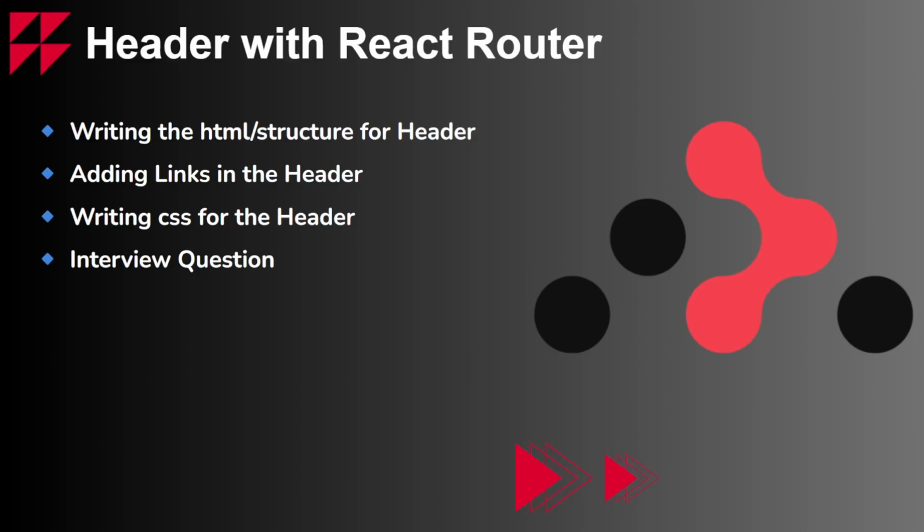Hello everyone, welcome back. So guys, in this video we are going to create a header using React Router. Let's first understand what we are going to do in this video, and then we will move towards the code. First, we are going to write the HTML or structure code for our header. Then we are going to add links into our header. Then we will be writing CSS for the header, and finally we will look at one important interview question.